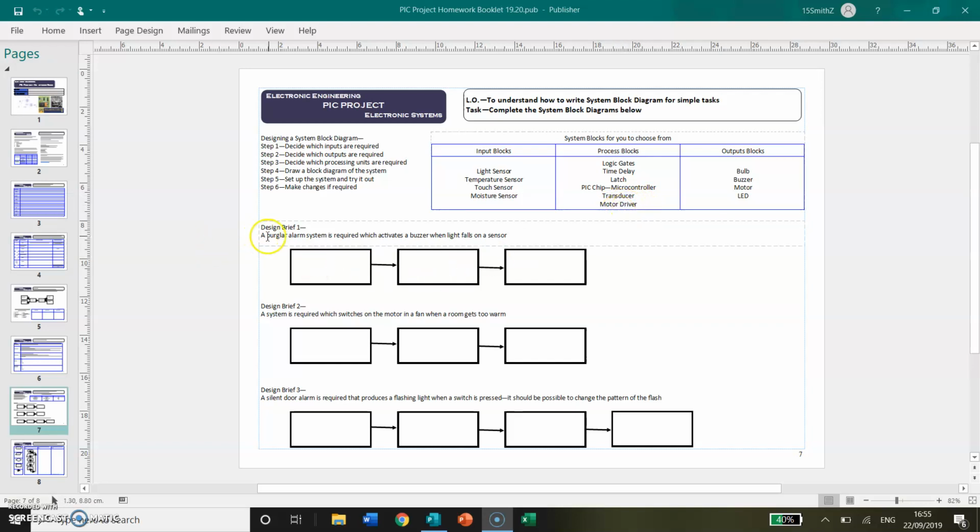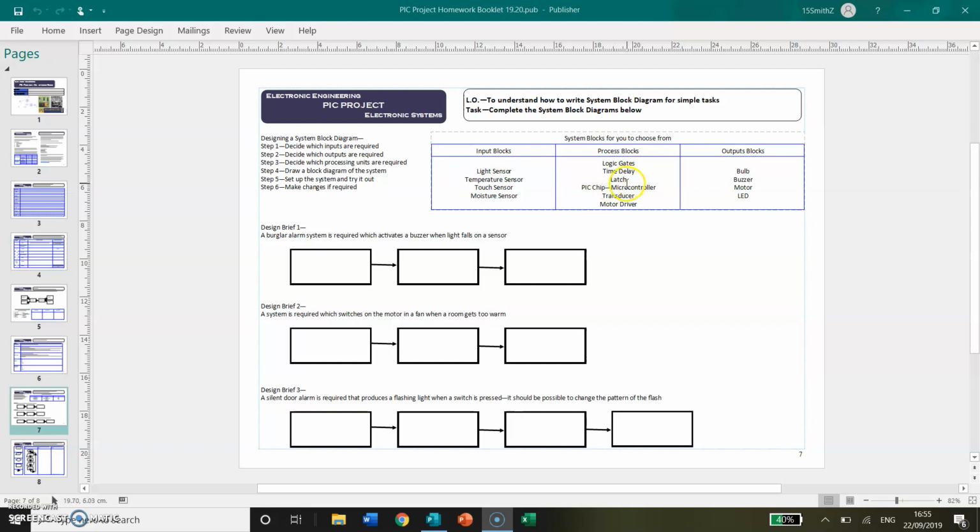Okay, so let's look at our first one. A burglar alarm system is required which activates a buzzer when light falls on a sensor. This one's fairly straightforward. The brief tells you exactly what you need for your input. It tells you exactly what you need for your output, so you've just got to decide what's going in the middle. We don't need logic gates. There's nothing about a time delay in the explanation.